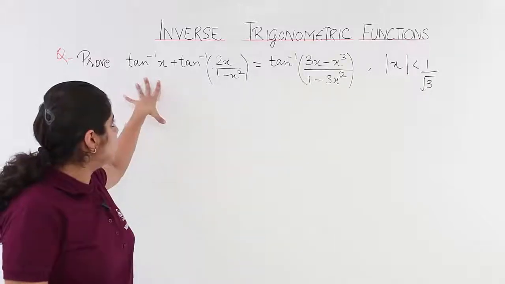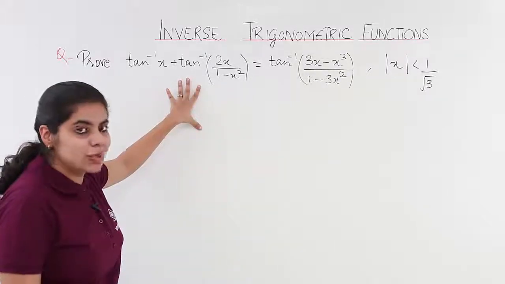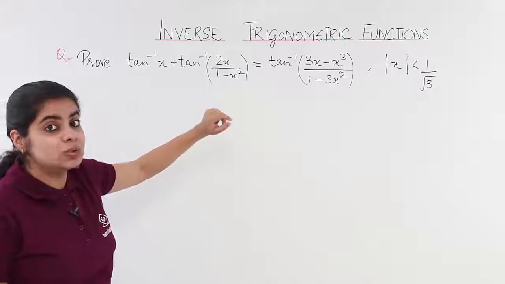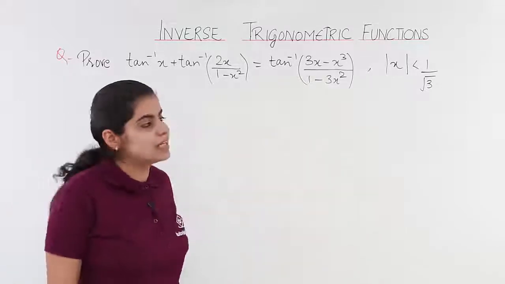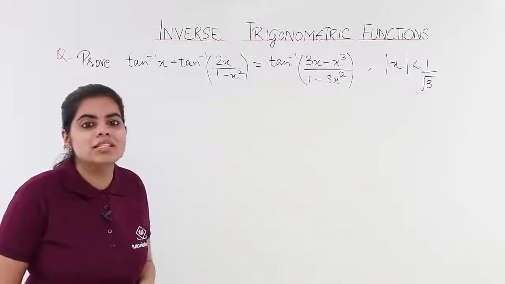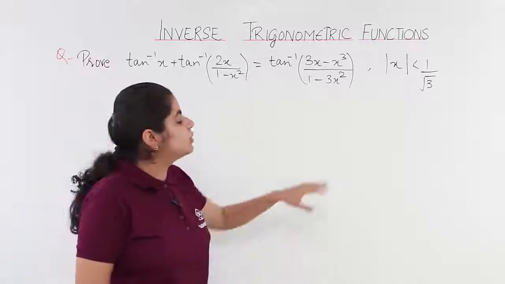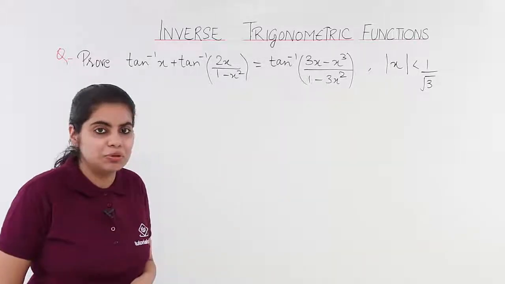Prove that tan inverse x plus tan inverse 2x upon 1 minus x square is equal to tan inverse 3x minus x cube upon 1 minus 3x square, wherein the condition given is mod x is less than 1 by under root 3.